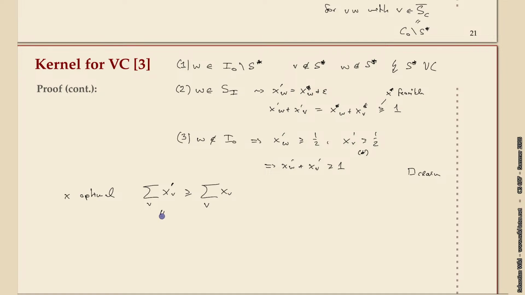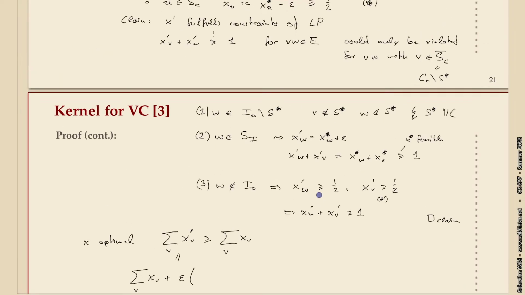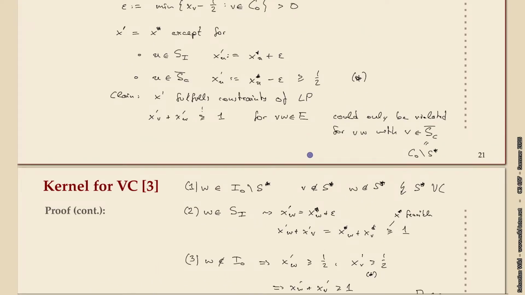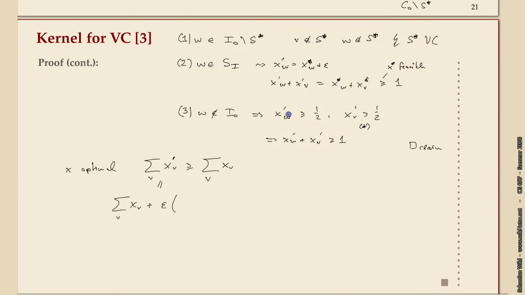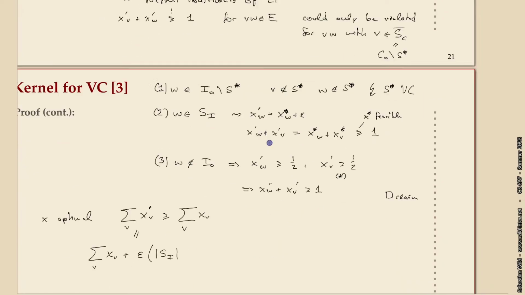And if you rewrite the definition of this x-prime, this entire sum here, we sum over all the vertices, and then it's the original x_v, and then we have epsilon times something we subtract and something we add. So if we go back to the part here, what do we add? Well, we add epsilon for every vertex in S_i. And we subtract epsilon for every vertex in S_C-bar.